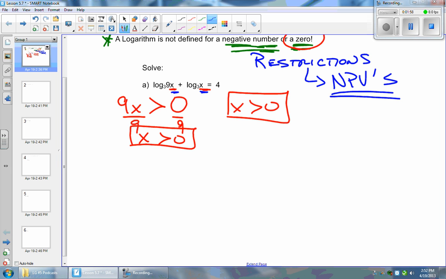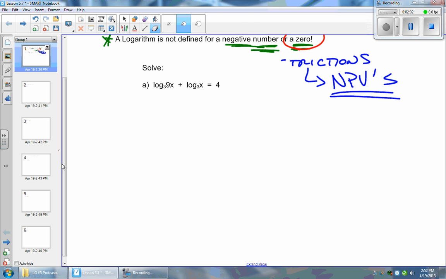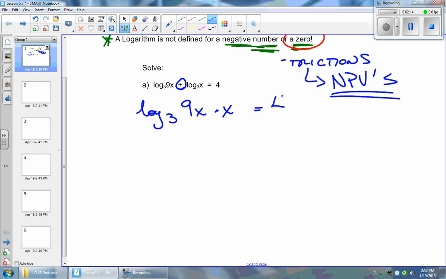And if you remember the log laws, let me just erase this here and get this out of our hair. The log laws tell you that when you see a plus like this, all you have to do is multiply it. So here we go. Log base 3, 9x times x. That is going to equal 4. Now, if you do this, this is now log base 3 of 9x squared equals 4.